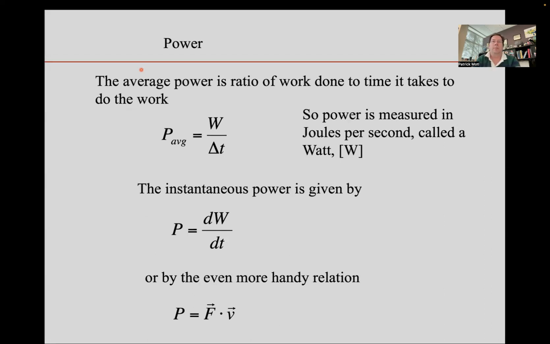Average power is going to be the work divided by the time interval that that work is accomplished in. Power, therefore, is in MKS measured in joules per second, because work is measured in joules and time is measured in seconds. And that joule per second is called a watt.